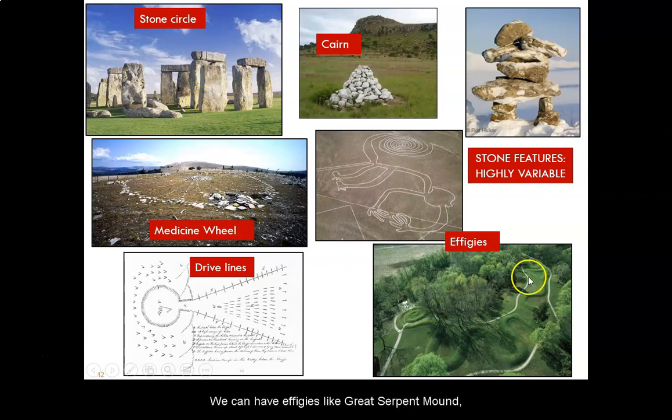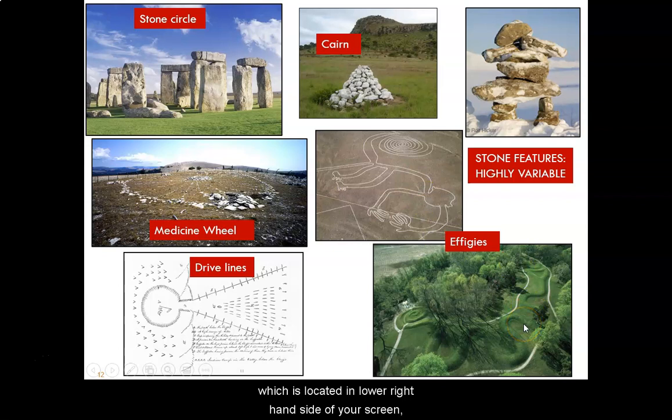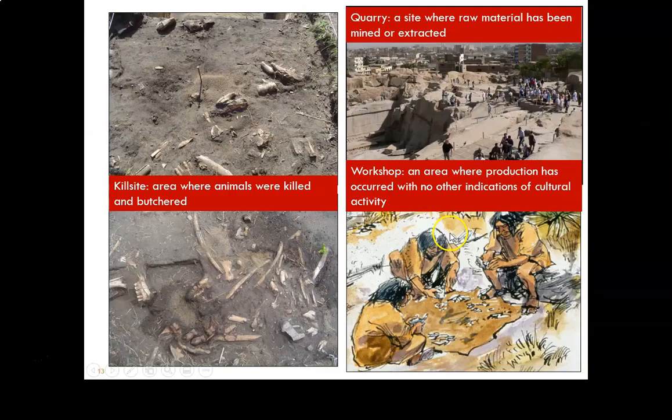We can have effigies like Great Serpent Mound, which is located in the lower right hand side of your screen, or towards the center, this is like a monkey figure from the Nazca site in Peru. In Alberta, we have tons of medicine wheels. So in this case, we have a central cairn with radiating spokes and then a larger circle that the spokes connect to. And we can have drive lines as well. This image is the earliest known map of Head-Smashed-In Buffalo Jump, and leading up to, this isn't Buffalo Jump, this is a pound site, and leading up to the pound where bison were being driven into, there were several stone cairns that lined it.